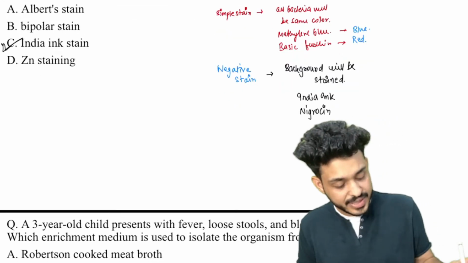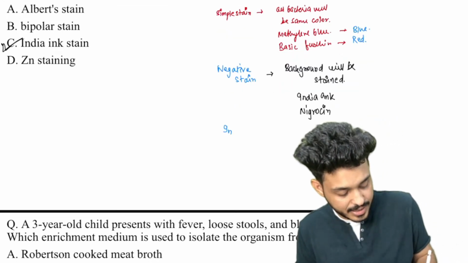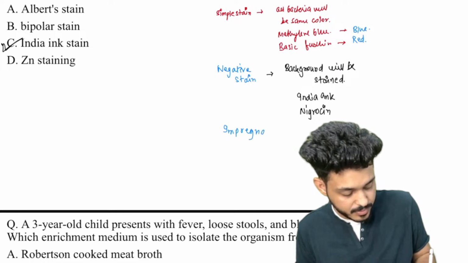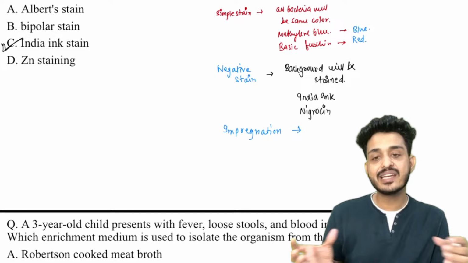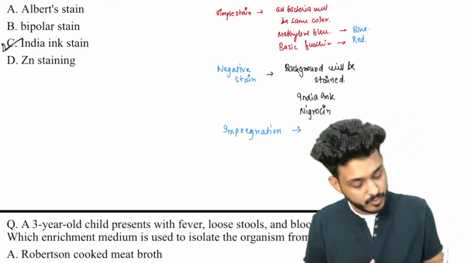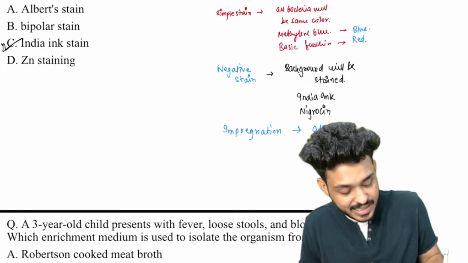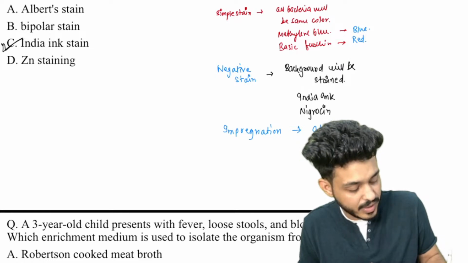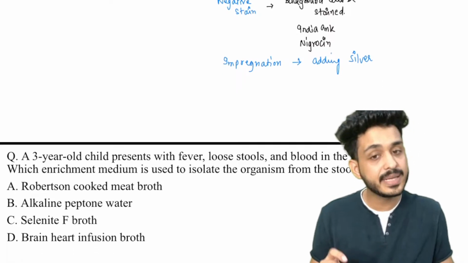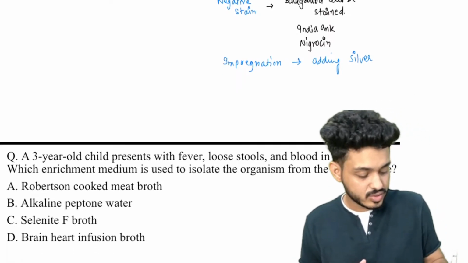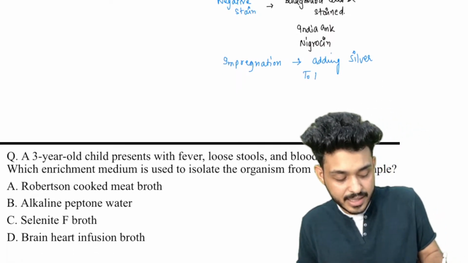Next we are having impregnation staining. You are having questions from them. In impregnation staining, basically we are adding something, right? What are we adding? We are adding silver. Remember guys, whenever we are adding silver to something, it will be giving black color. So we will be adding silver to thin bacteria.